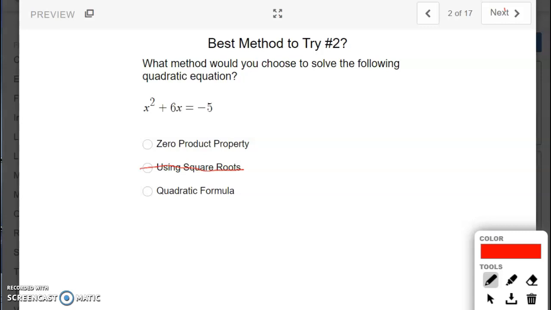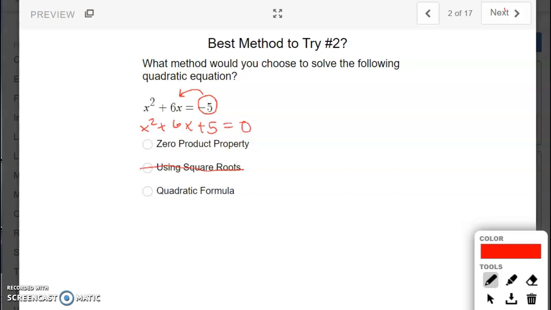To check that, either way, you need to convert this to standard form. So I am going to convert to the standard form by bringing the negative 5 over to the other side by taking a negative of it. So the negative of negative 5 is positive 5. That's going to be x squared plus 6x plus 5 is equal to 0. So we essentially added 5 to both sides.